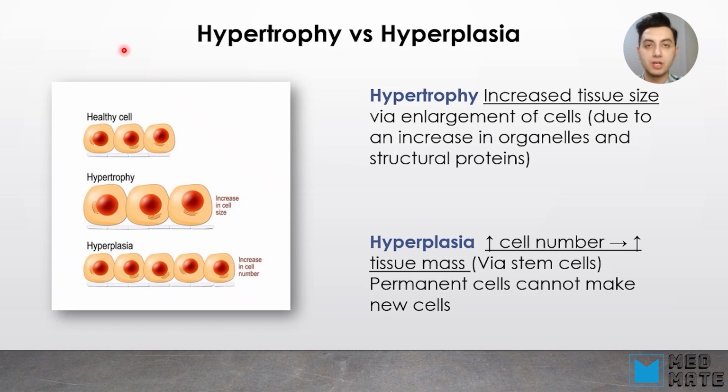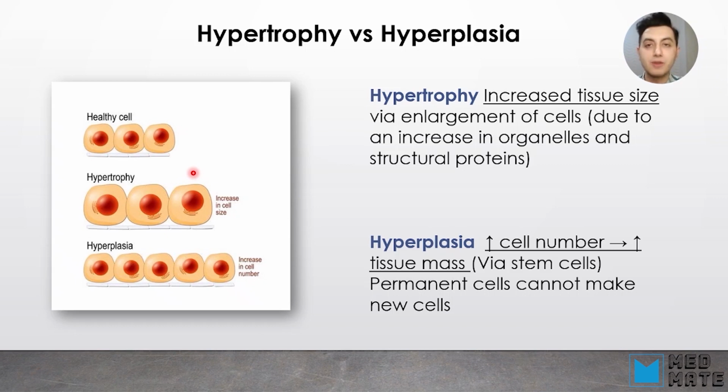and hyperplasia. What is the difference between hypertrophy and hyperplasia? So hypertrophy, as you can see here, is when there is increased tissue size. Now, this happens via enlargement of cells. An enlargement of cells is due to an increase in the amount of organelles or structural proteins. So in this type of cellular adaptation, there is no stem cell involved, but within the cell itself there is an enlargement of the cells, there is increased production of organelles.